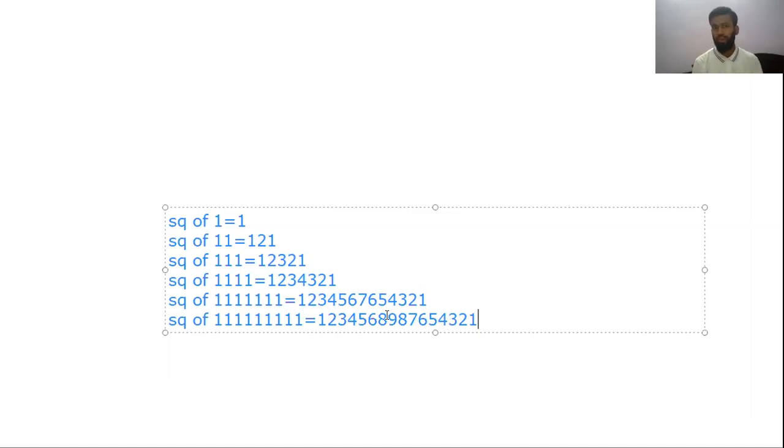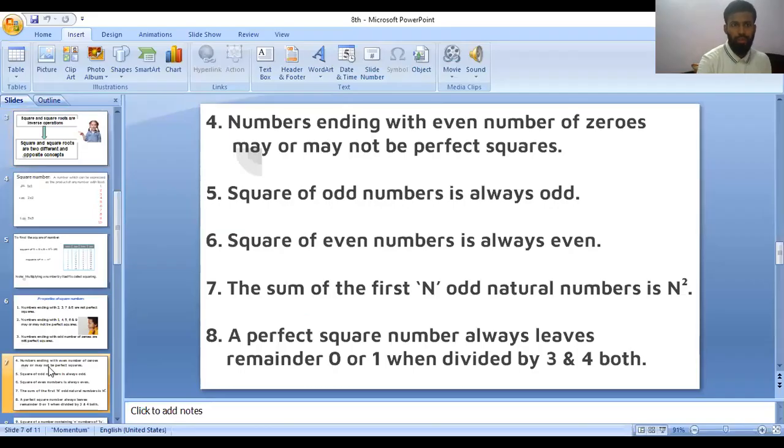It's very simple, right? So in order to find the square of all those numbers containing only the digit 1, no matter how many ones, this is the rule. That was your property number 9. Next property, which is property number 10.